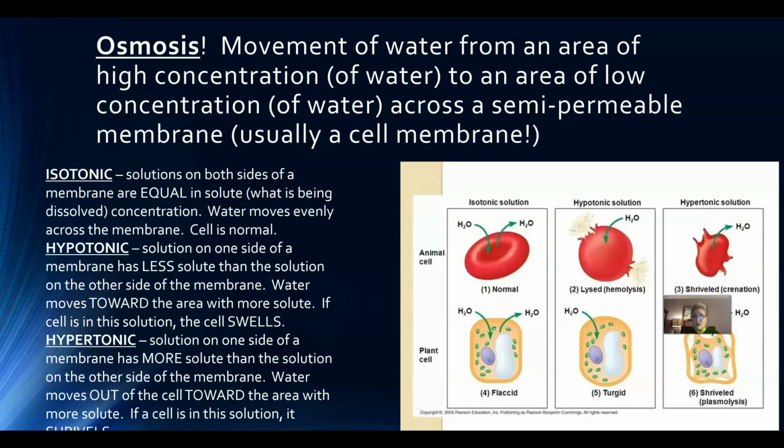Same with plant cells right down here. If you put salt water on a plant, the cells would shrivel and they would lose water. So water would be moving out of the cells. So here are your definitions right here.